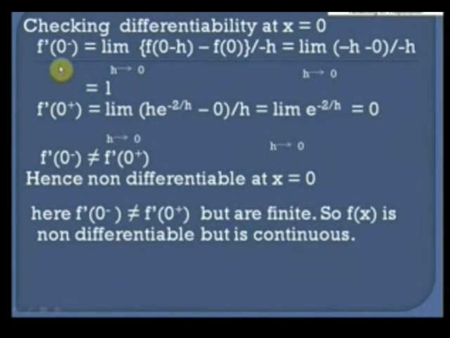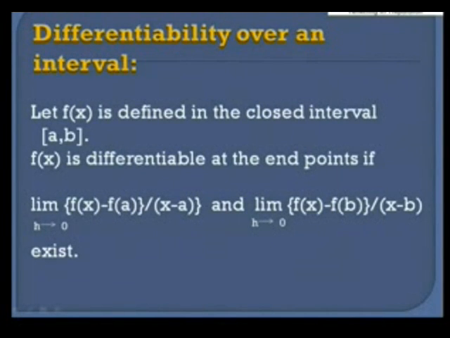So we see that the left hand derivative is equal to 1 and the right hand derivative is equal to 0. That is, the left hand derivative is not equal to the right hand derivative, and so we can say that f(x) is non-differentiable at the point x equal to 0. We see that the LHL is not equal to RHL, but both these are some finite numbers. Thus we can say that it is non-differentiable, but it is continuous at x equal to 0. We say that f(x) is a continuous function at x equal to 0, but is not differentiable at the point x equal to 0.